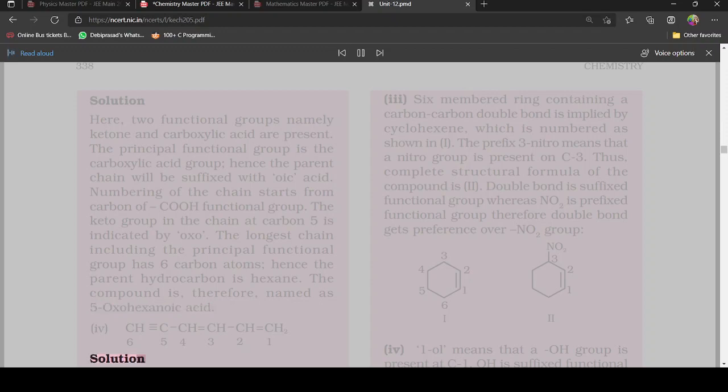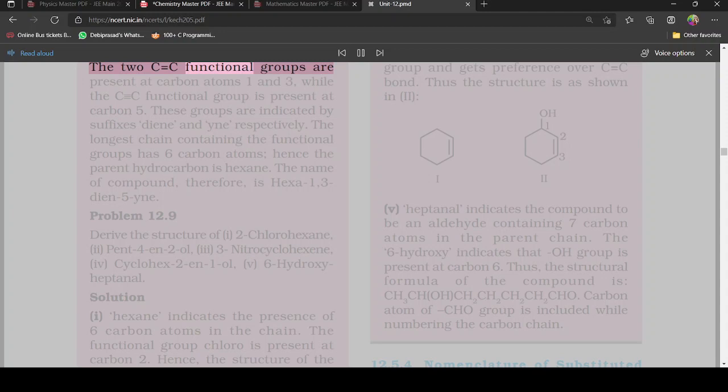Solution. The C=C functional groups are present at carbon atoms 1 and 3, while the C≡C functional group is present at carbon 5. These groups are indicated by suffixes diene and yne respectively. The longest chain containing the functional groups has 6 carbon atoms, hence the parent hydrocarbon is hexane. The name of the compound, therefore, is hexa-1,3-dien-5-yne.